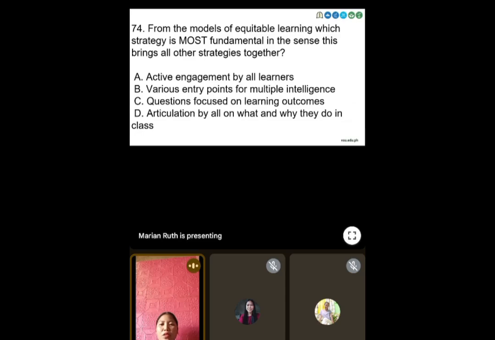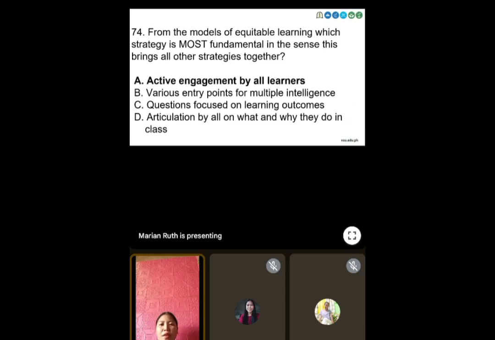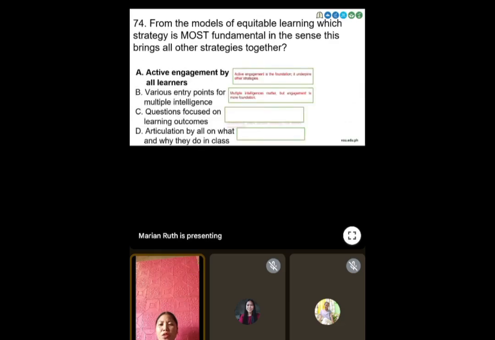So the correct answer is letter A. Active engagement by all learners. So it is the correct answer. It's because active engagement is the foundation. It underpins other strategies. Why not letter B, C, and D?